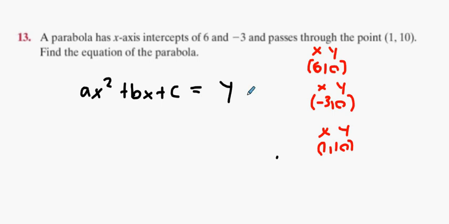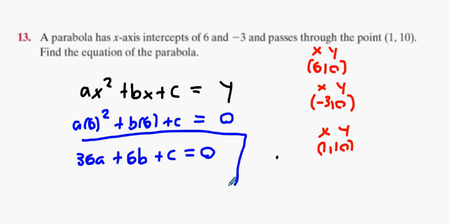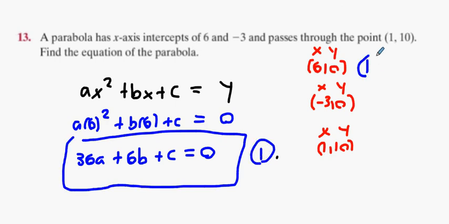I'll do the first one for you. A times 6 squared plus b times 6 plus c equals 0. 36a plus 6b plus c equals 0. That's the first equation created. That's equation 1 from point 1. You need to create equations 2 and 3 and work it out.